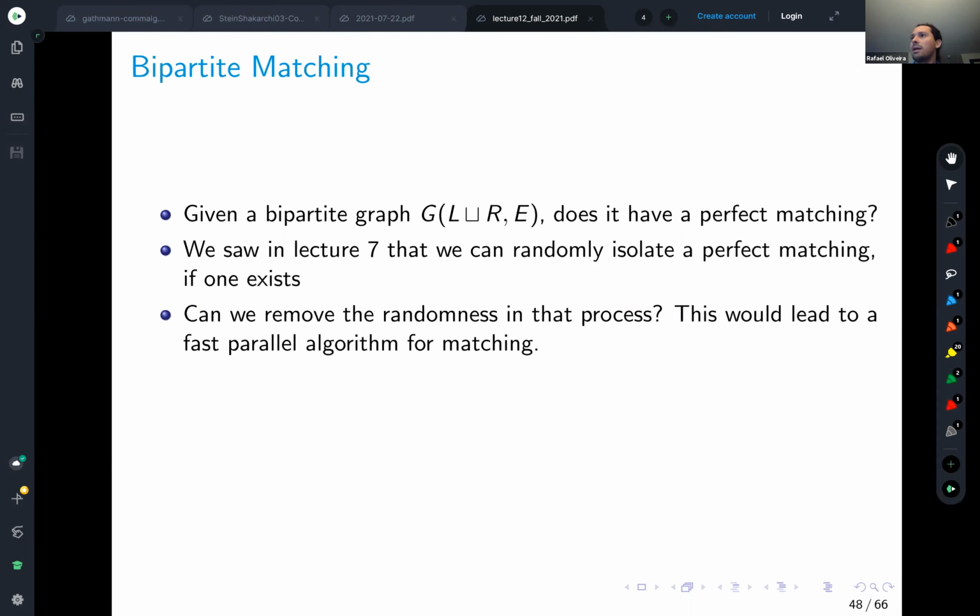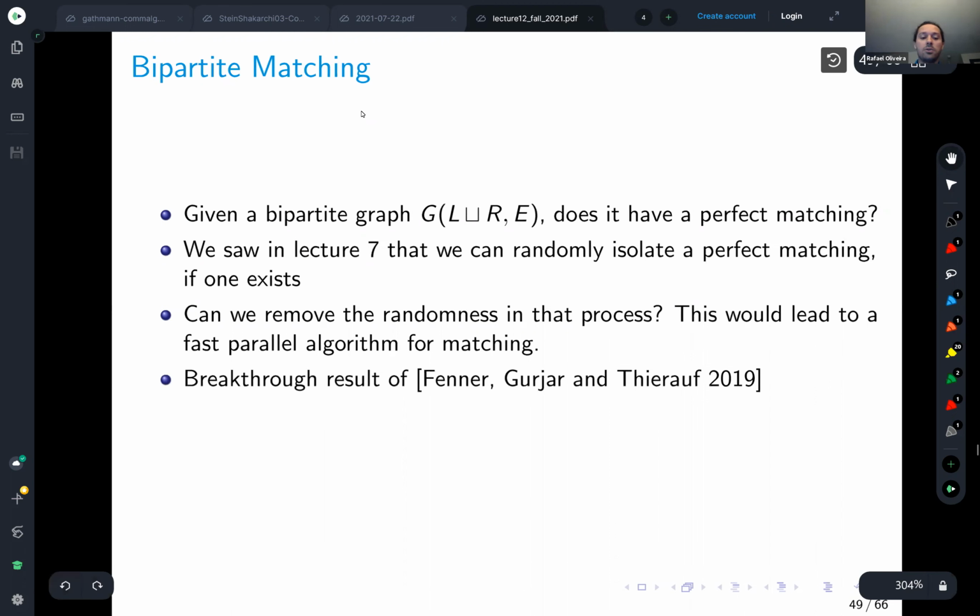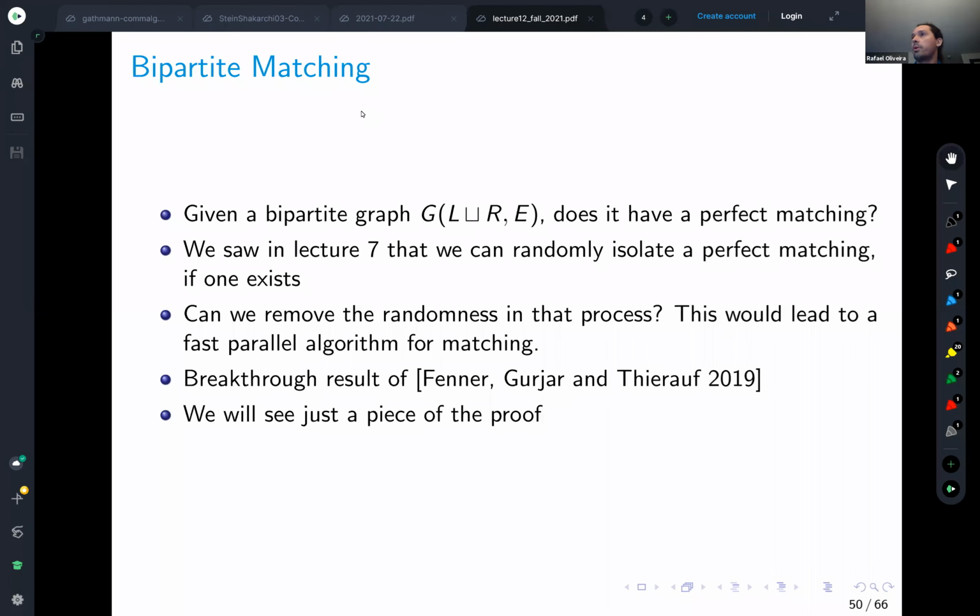Now the question is, there we were using randomness, and we had to deal with the randomness in many situations. And in computer science in general, we wonder if randomness is always necessary. If we removed it, then we would have a fast deterministic parallel algorithm for matching. And this is a breakthrough result of Fenner, Gurjar, and Thierauf in 2016, but the journal version was from 2 years ago. And we're going to see just a piece of the proof that uses linear programming duality, a cool fact.